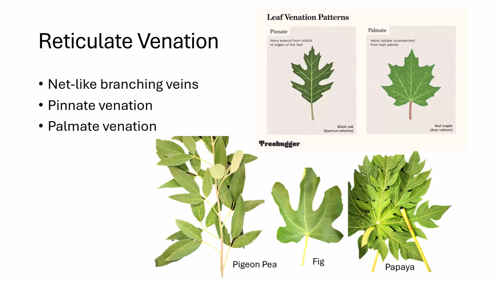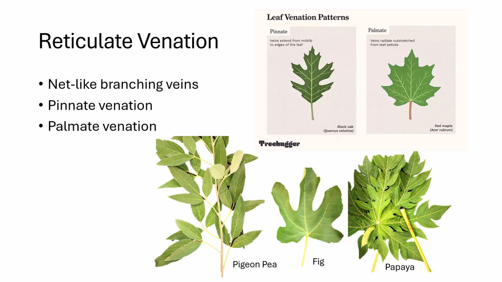One defining feature of eudicot leaves is reticulate venation, a branching net-like vein pattern. The benefit of net-like reticulate venation is that it allows for more efficient coverage and redundancy in nutrient and water transport. If part of the leaf is damaged, alternative pathways can still carry resources, enhancing survival. There are two common types.